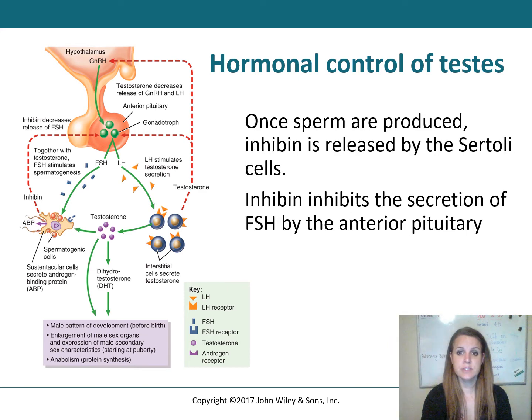And then, once sperm are produced, the Sertoli cells are going to release another hormone called inhibin. And this inhibits the secretion of FSH by the anterior pituitary, and this basically has a negative feedback effect.